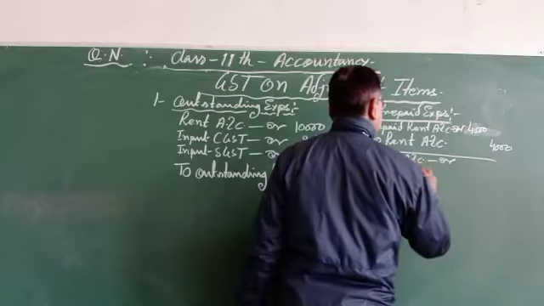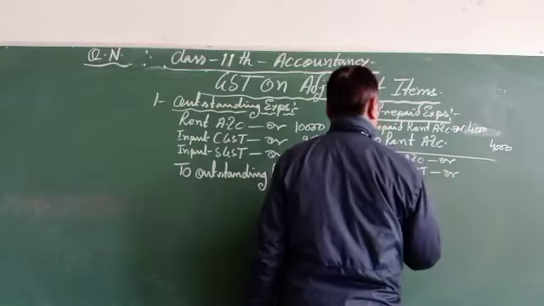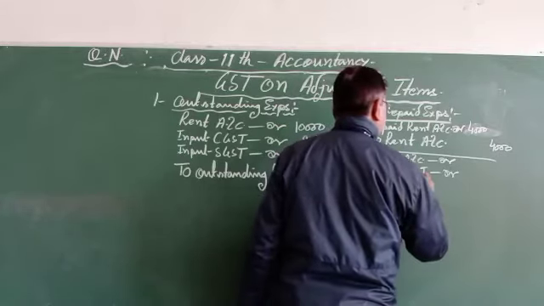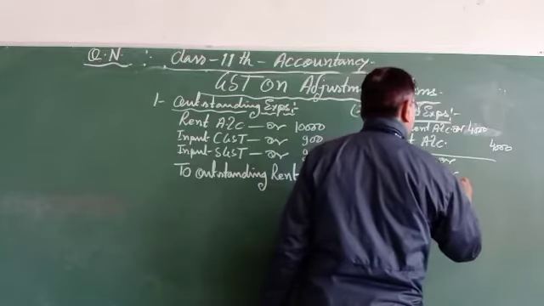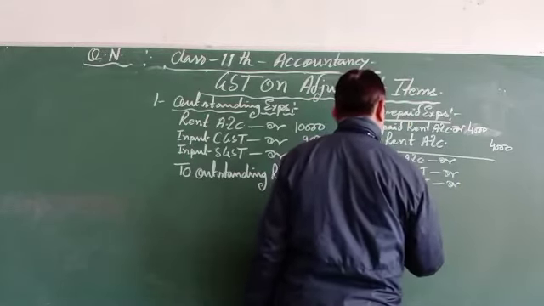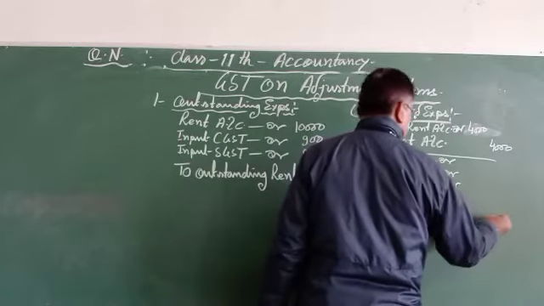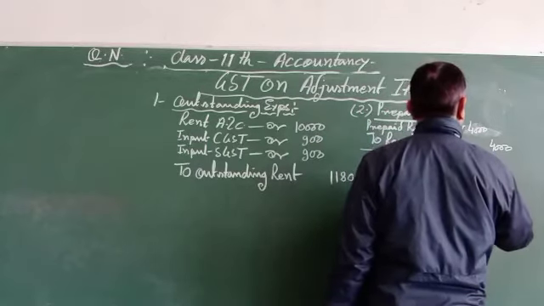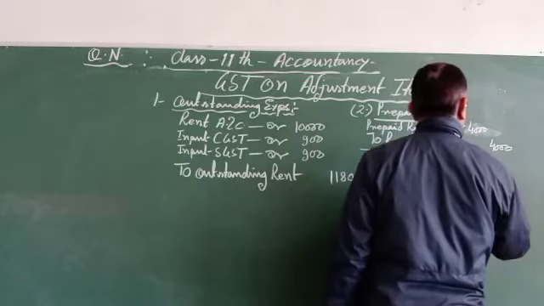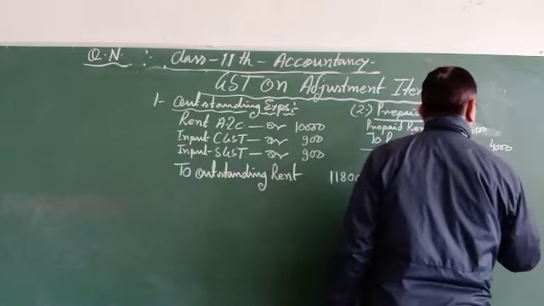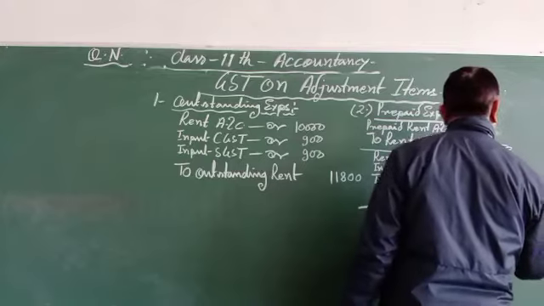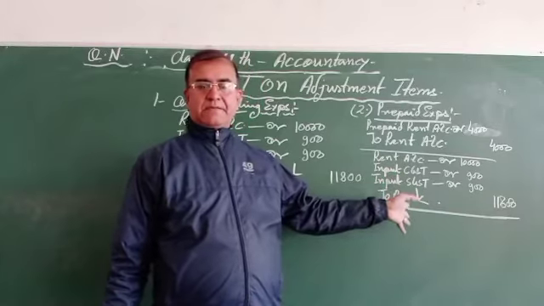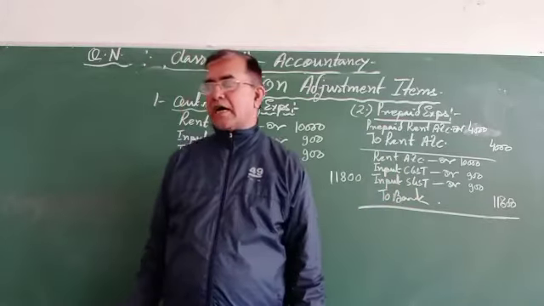Input CGST debit, input SGST debit, to bank. Suppose that this one is the 10,000, 9%, 900, 11,800. Suppose that this one is given in the trial balance. Just like that, now come to the accrued income.